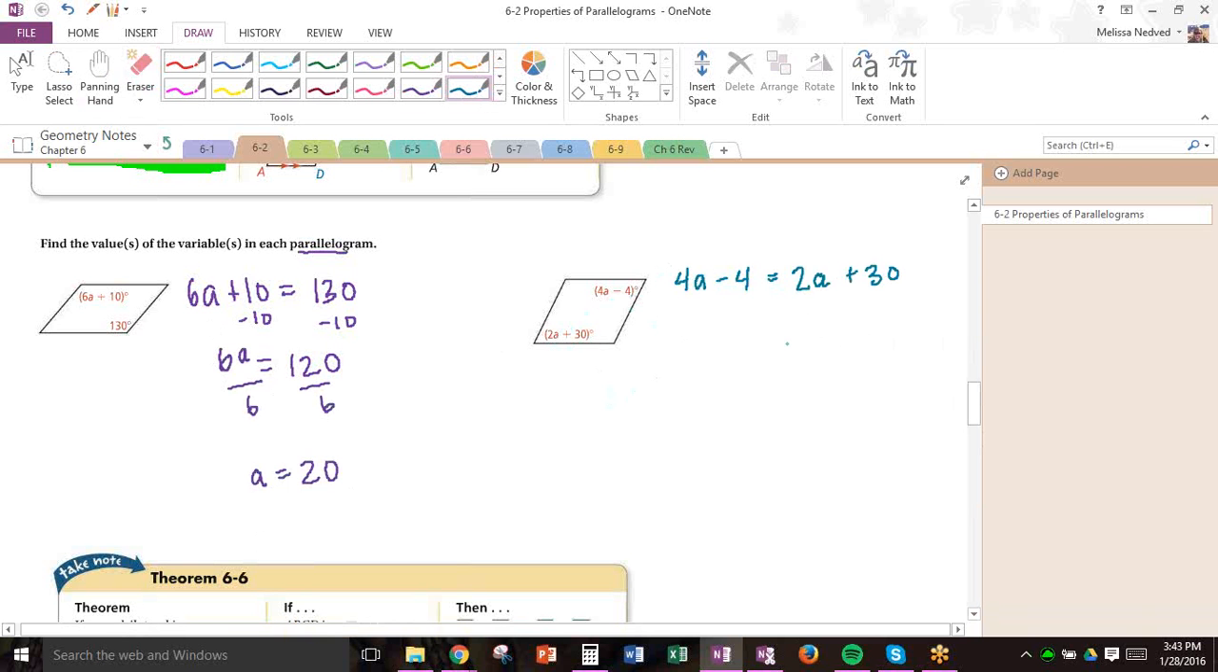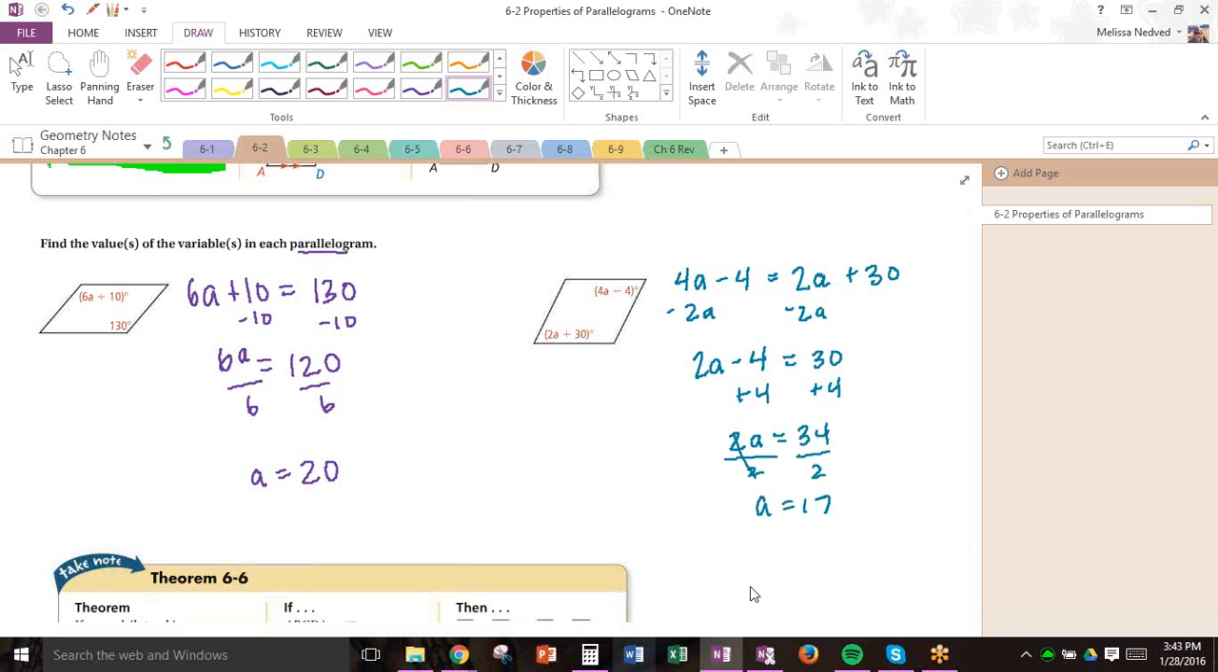Solve for a, I'm going to start by subtracting 2a from both sides, so I get my a's all on the same side. 4a minus 2a is 2a. So 2a minus 4 equals 30. And I'm going to add 4 to both sides to isolate my variable. So 2a equals 34. And my last step is going to be divide both sides by 2. And 34 divided by 2 is 17. So in this case, I get a value of 17.